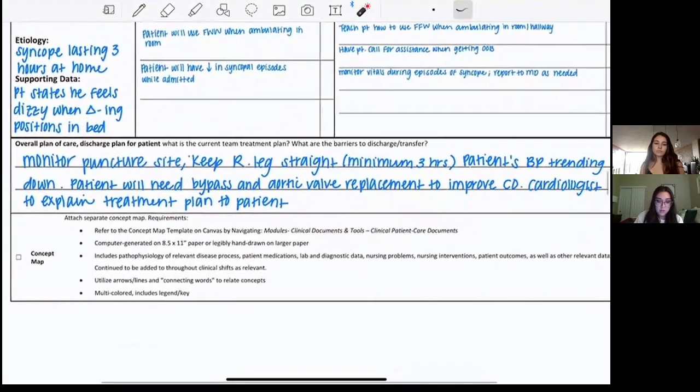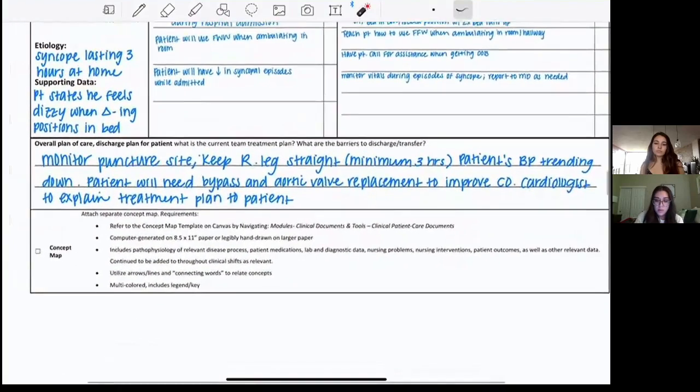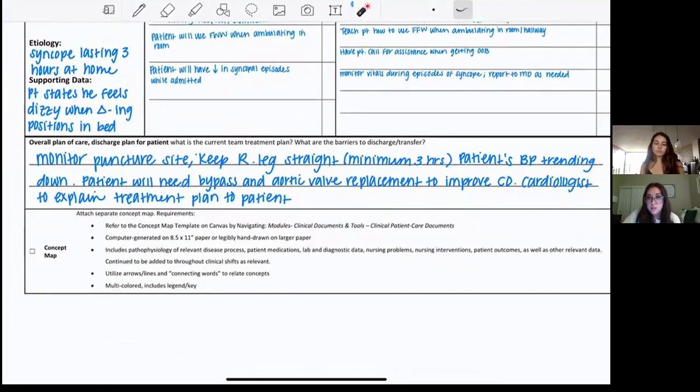And then you have this little section down here that has to do with the overall plan of care for your patient. So for him, we wanted to make sure we were monitoring his puncture site coming back from an angio. We had to keep his right leg straight for a minimum of 3 hours. We wanted to track his blood pressure to make sure it was trending down. He was very hypertensive at one point, so we want to make sure that the medications we gave him are helping his blood pressure trend down. And then we also know that because of his aortic stenosis, he is going to need an aortic valve replacement at some point, and he will also need bypass to help improve that cardiac output. And that was all explained to him by his cardiologist.